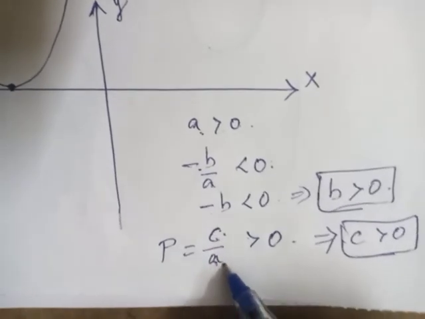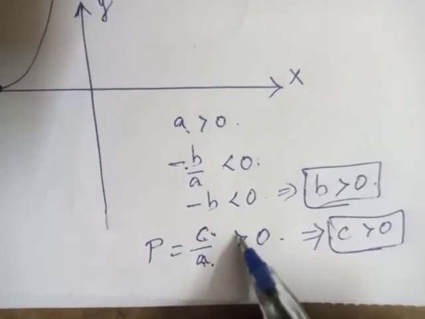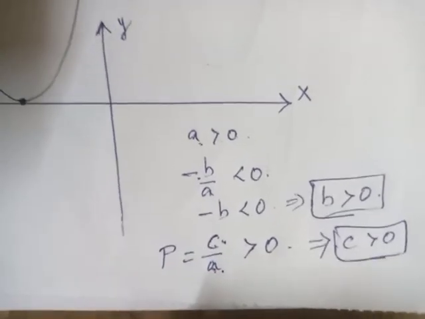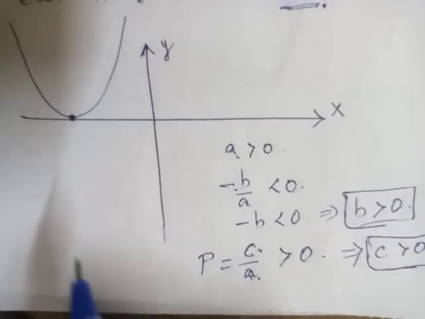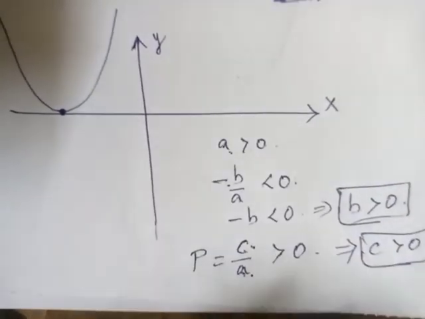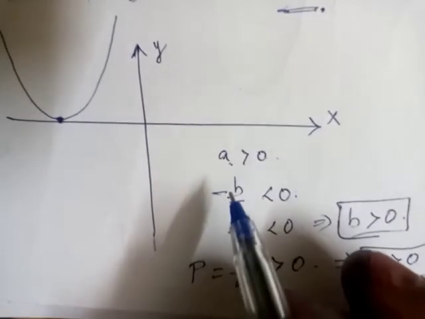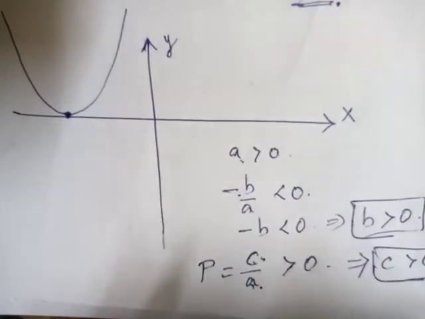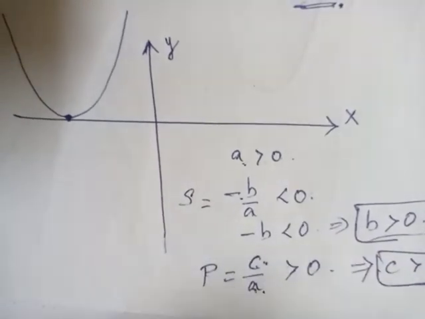Suppose A is negative, then C will also be negative. Then only this total becomes greater than 0, right? C by A becomes greater than 0. Okay. So keep this in your mind. So we can find ABC values from the given graph by using this method. Okay. This is A greater than 0 for opening upwards. Suppose A less than 0 means the parabola opens downwards. This is sum and this is product. That's all.